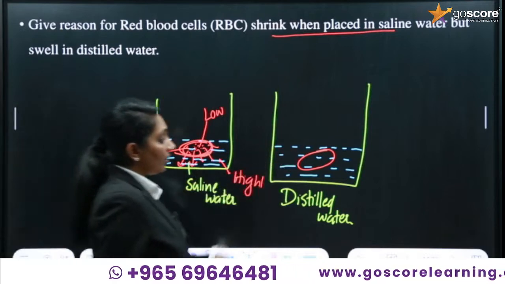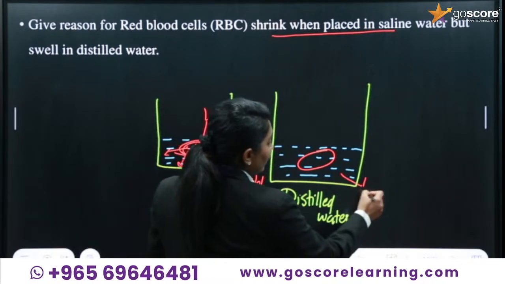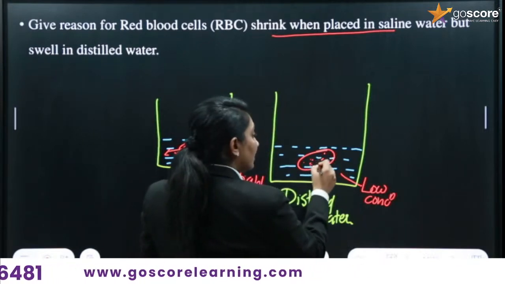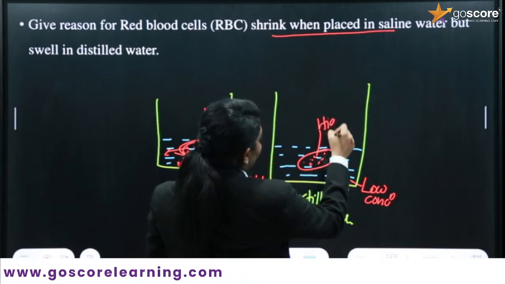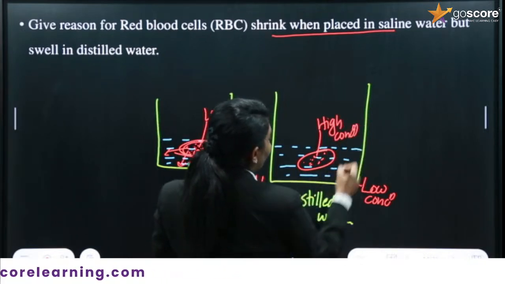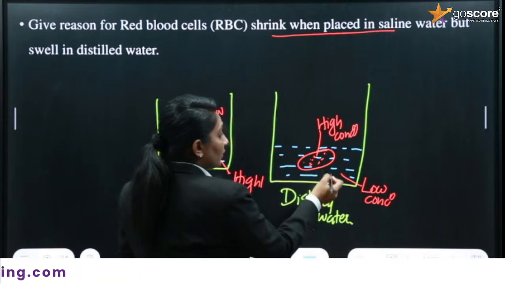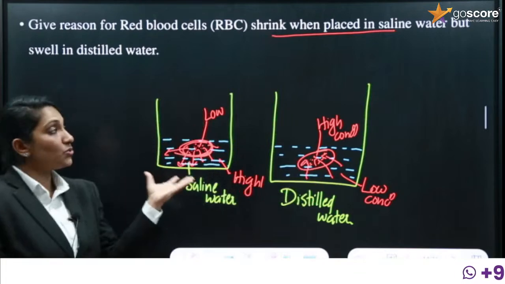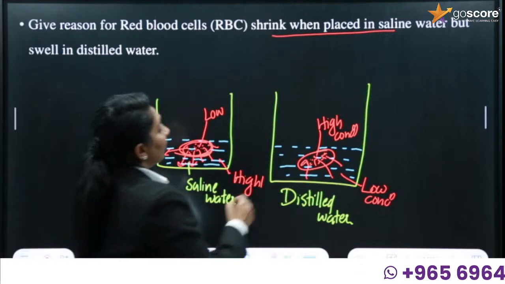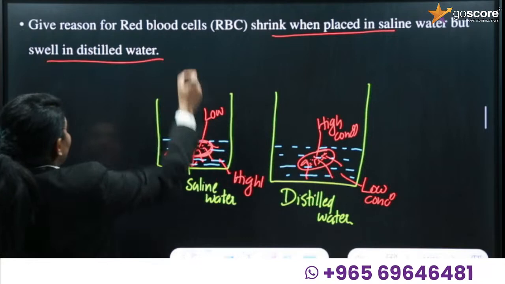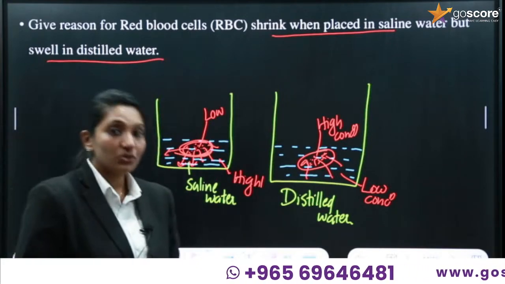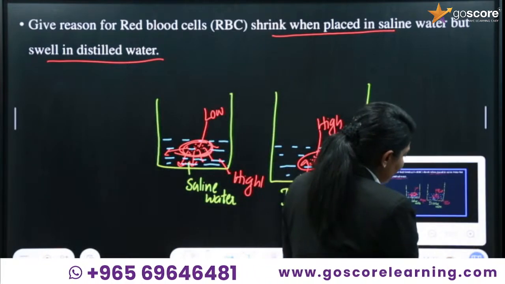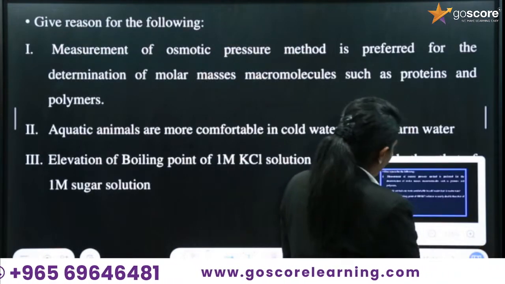At the same time, if you are putting it in distilled water, this is the low concentration solution, distilled water, and the fluid inside the cell is high concentration. So, what will happen? The fluid will move from the solution into the cell. So, what will happen? The cell will swell. That is what happens when you put the red blood cells in distilled water. The cell swells up, right? So, if you know the concept, you could easily answer this kind of question.